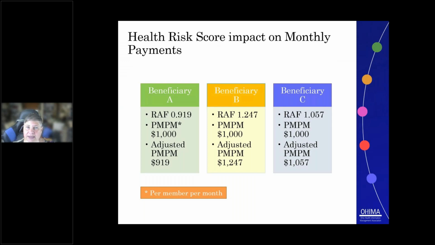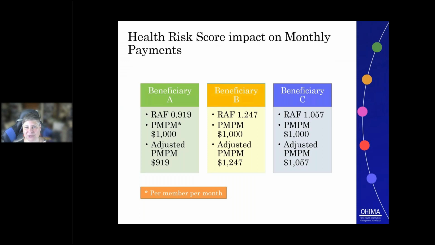Beneficiary B has a health risk score of 1.247. So therefore, the monthly payment for this beneficiary would be $1,247. And beneficiary C has a health risk score of 1.057. So their adjusted payment is $1,057. For the upcoming year, beneficiary B is expected to be more costly than beneficiaries A and C. Therefore, the per member per month payment to the Medicare Advantage organization is higher. This illustration really shows how important accurate coding is within the HCC model.